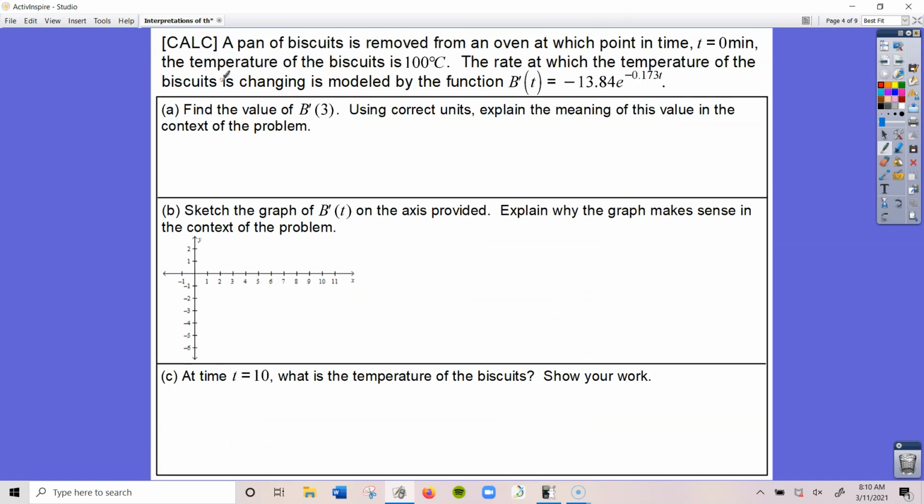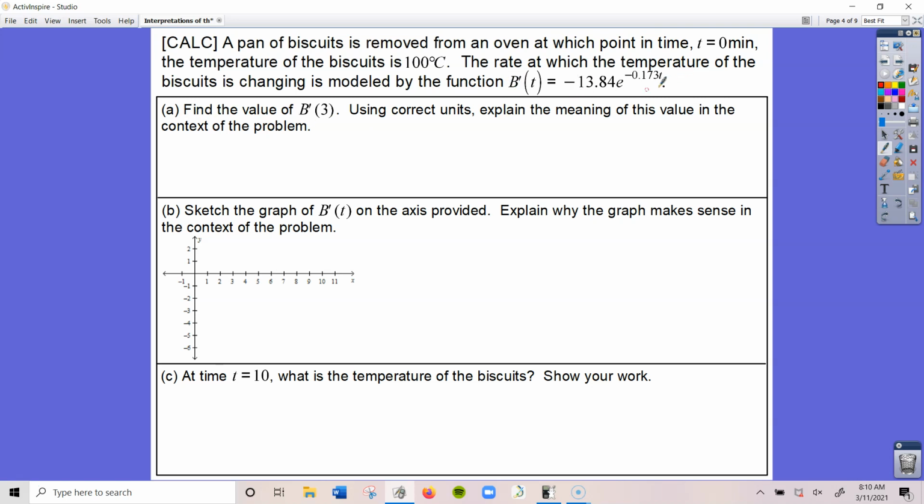We have here that a pan of biscuits is removed from an oven at which point in time t is equal to 0 minutes. The temperature of the biscuits is 100 degrees Celsius. The rate at which the temperature of the biscuits is changing is modeled by the function B prime of t is equal to negative 13.84 e raised to the negative 0.173t. Find the value of B prime of 3. Using correct units, explain the meaning of this value in the context of the problem.